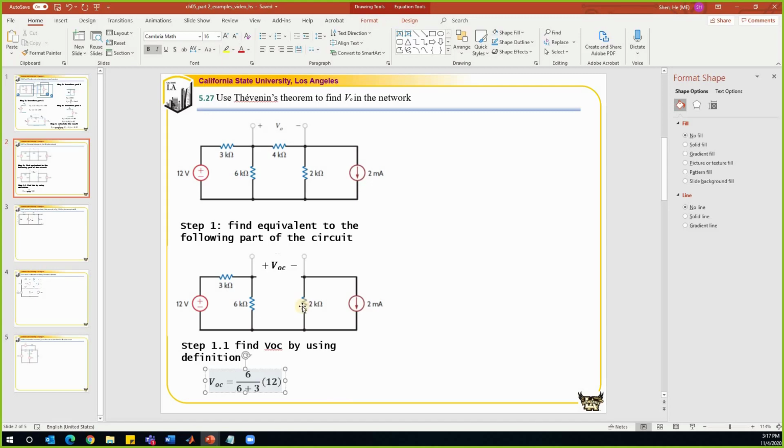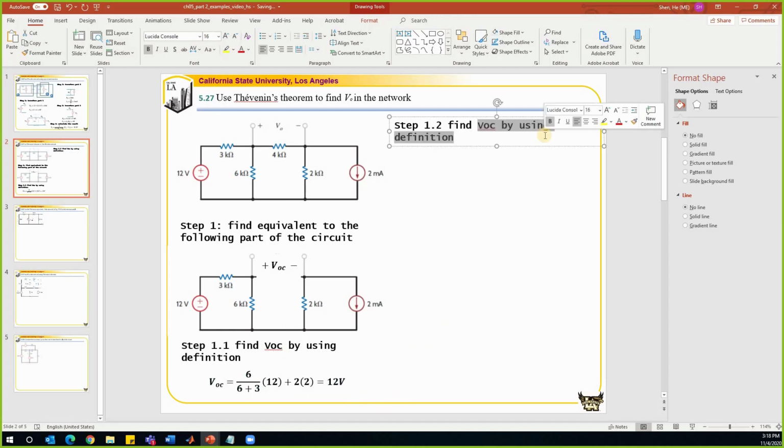which is 12 volts. The voltage drop on this 2K resistor from the bottom node to the top node can be found by using Ohm's law, which is the current 2 times the resistance 2. So plus 2 times 2. So that will give us the voltage drop VOC. That is 12 volts. Next, we're going to find RTH.